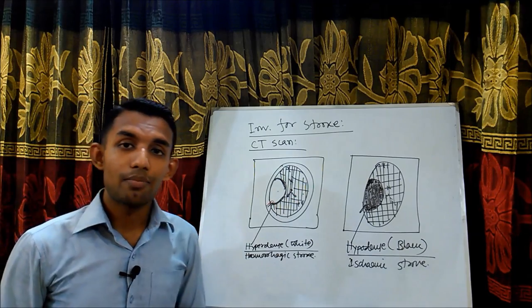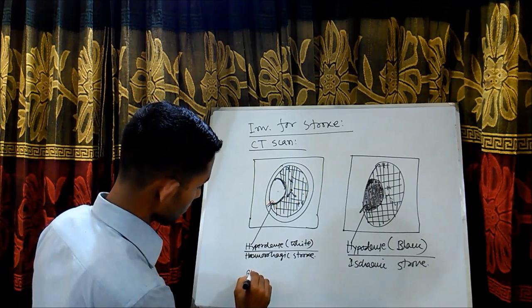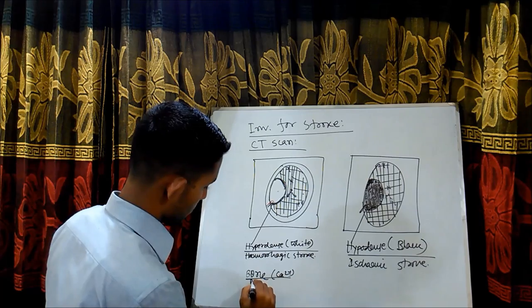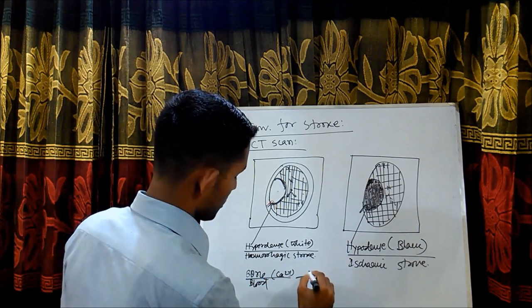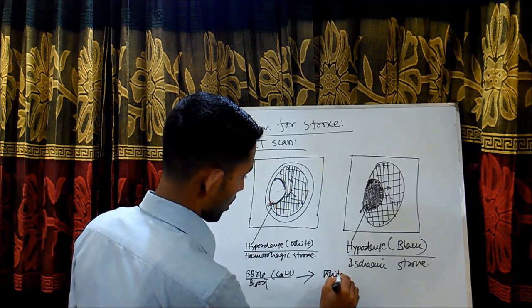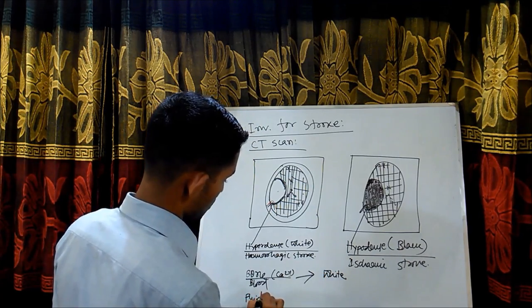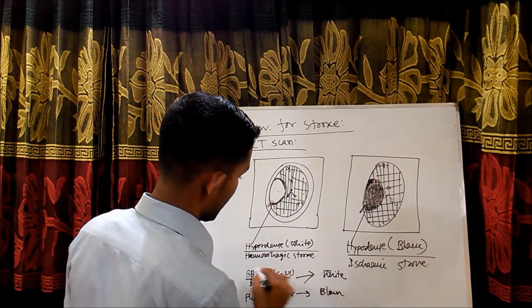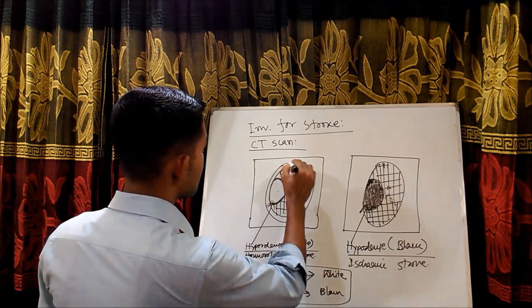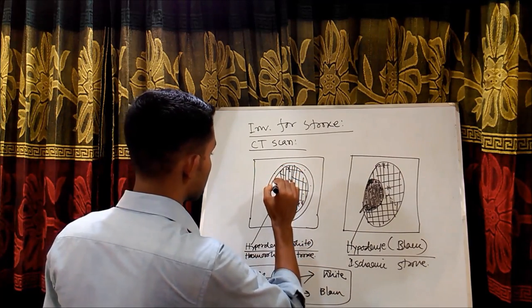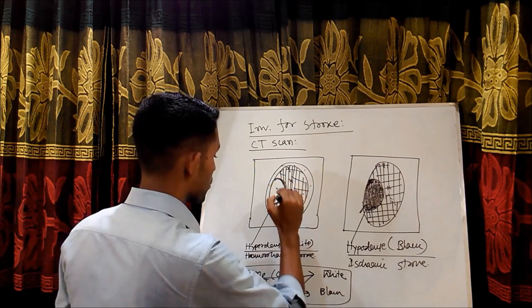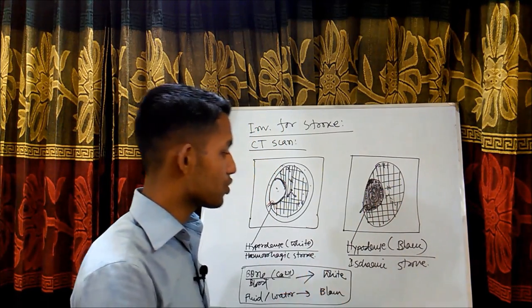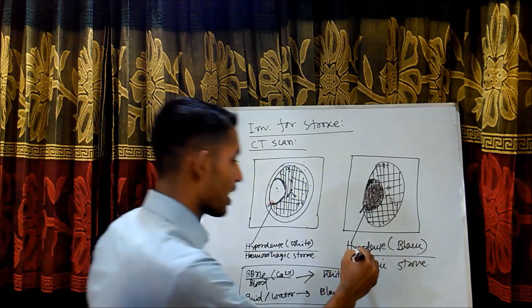And these things can be remembered in this way: bone has calcium, the same in blood also. Bone and blood appear as white in CT scan, and fluid or water appears as black. So this is the skull, this is bone, this bone and this blood, this hemorrhage, appear as white. White means hyperdense in CT scan, and here is the infarcted area, infarcted tissue. So infarcted tissue, fluid or water, appears as black or hypodense in CT scan.